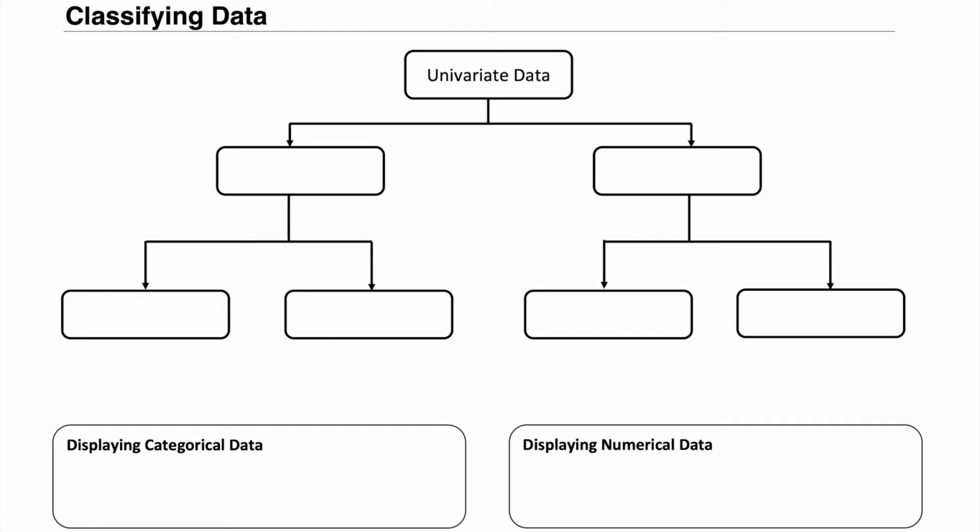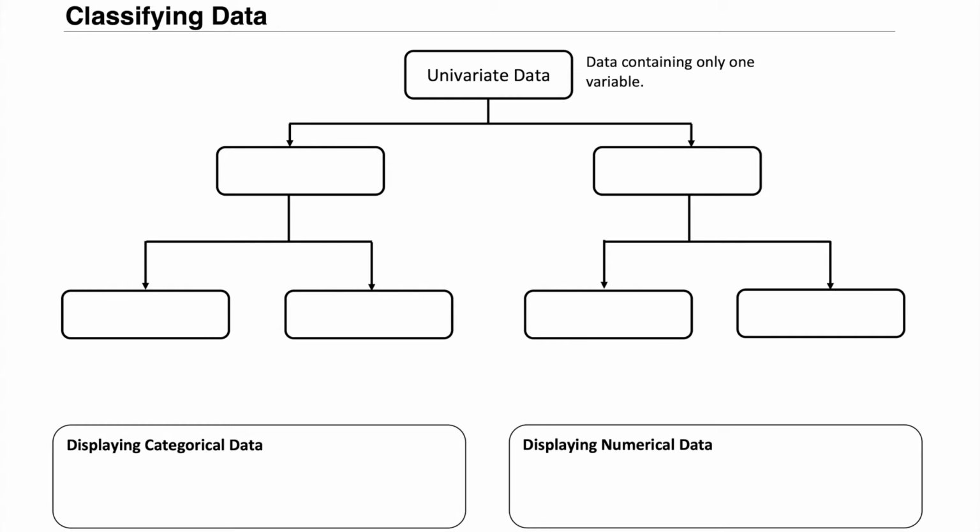In this video, we're going to have a look at classifying different types of data. Before we do that, let's have a look at what is univariate data, and that is data containing only one variable. Later on this year in Unit 3, you'll have a look at bivariate data, which is comparing two variables to see if there is a relationship.